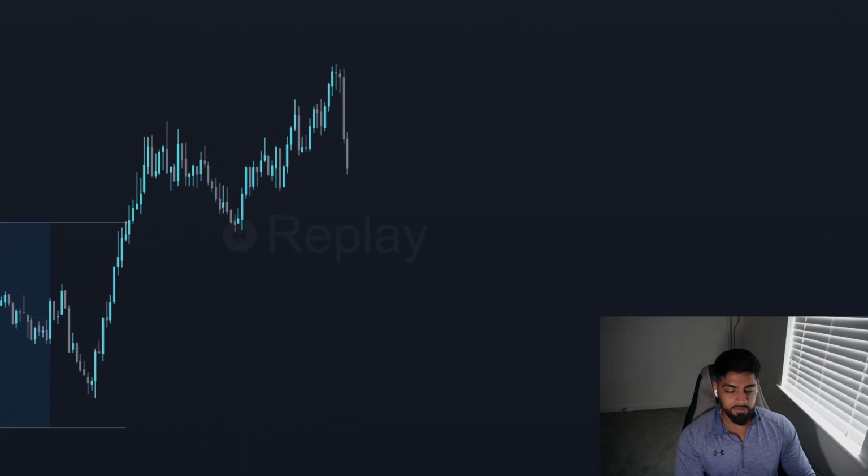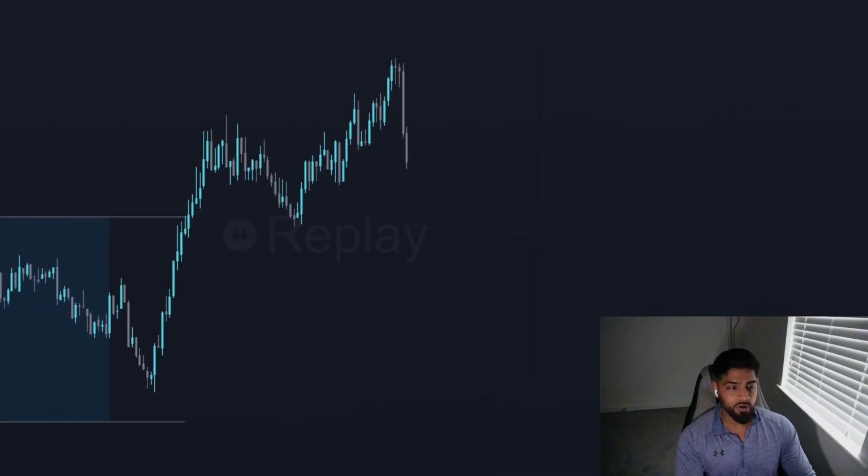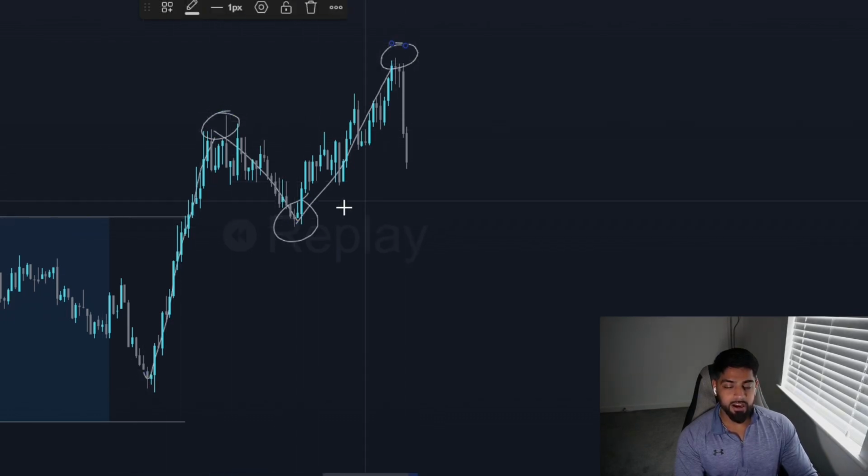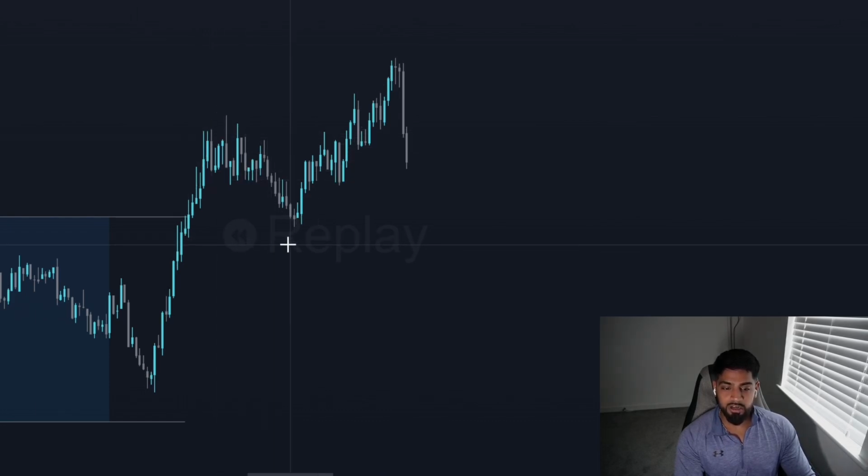Now, as we can see, price is creating a series of higher highs and higher lows. We have a brand new higher high, then we have a higher low, and then we have a higher high. So because we're in an uptrend and we're creating bullish structure, what we need to do is wait for price to give us a market structure shift.